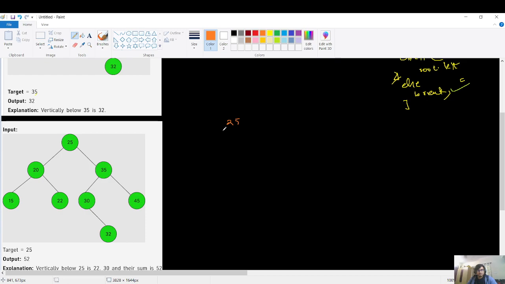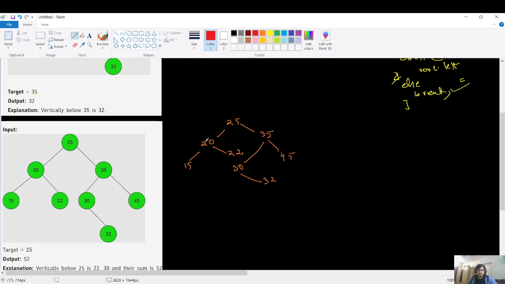So if I draw the screen again for you, then it will be 20, 25, and 15, and 20 will have the 22 as the right child, just below the 25. The 25 will have 35 as the right child, and 30 just below, in this vertical level of 25 and 22. So the next node is 45, and 30 has the right child as 32, right?